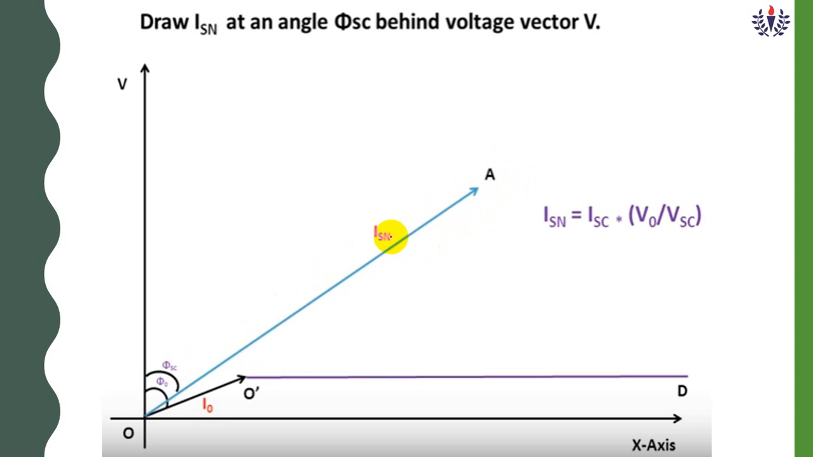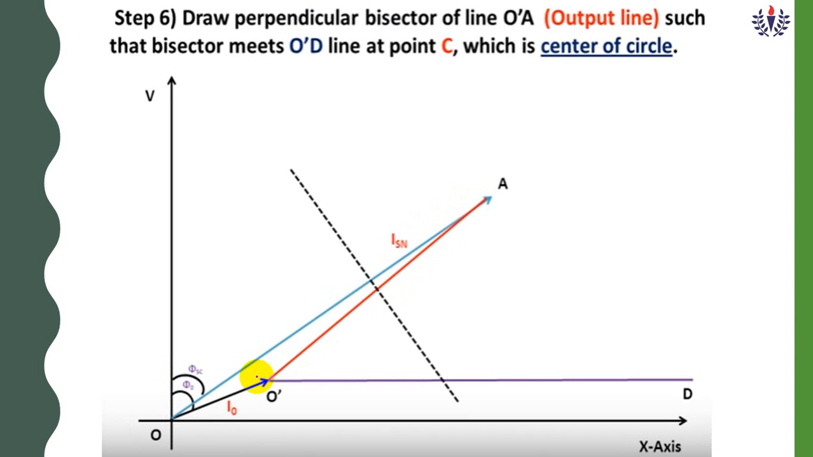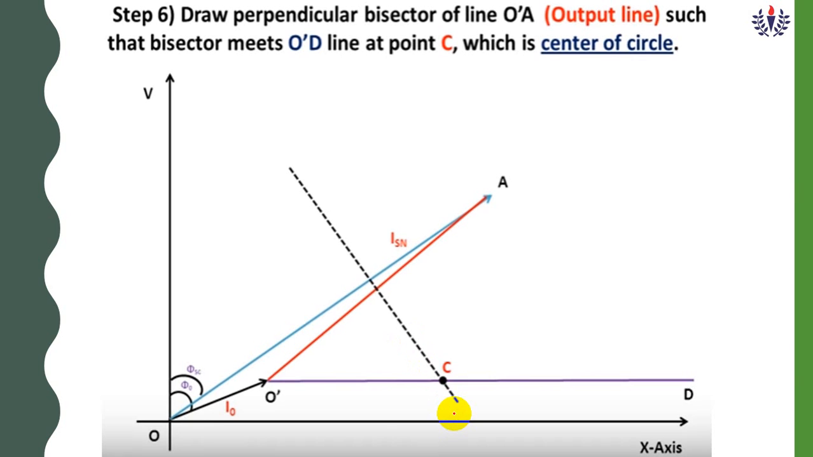Mark ISN, then join A to O dash. Once you join, from O to A, draw a perpendicular bisector. This bisector line will touch the O dash D line. Then you mark it as C.